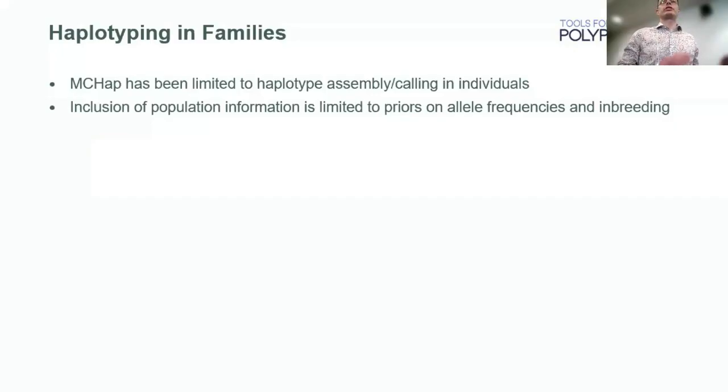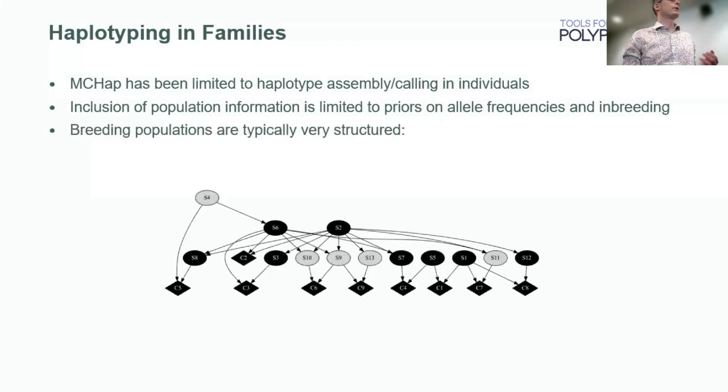MC-HAP was originally designed to solve the individual haplotyping problem. So it was designed for calling genotypes in an individual without any respect to a population structure or anything like that. With the inclusion of the ability to specify more informative priors using allele frequencies and inbreeding coefficients, we were able to incorporate some of that population information in the form of a prior, but it still was fundamentally calling genotypes at an individual level. And so we wanted to explore incorporating more and more pedigree information where possible, or other structured information, into this genotyping process.